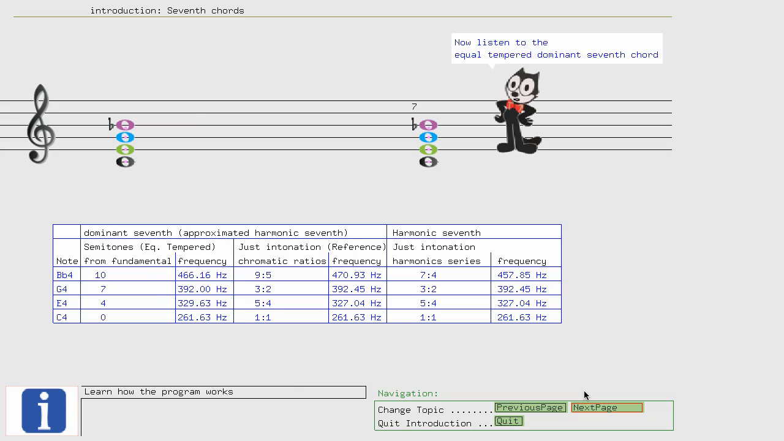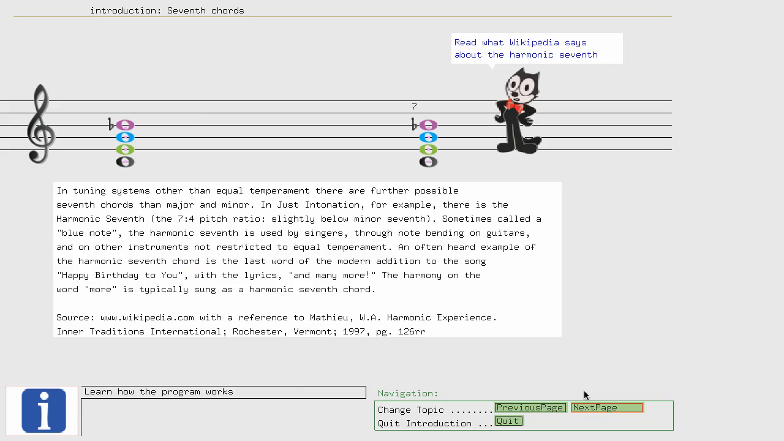Now, listen to the equal-tempered dominant 7th chord. And now to the harmonic 7th chord. And now one immediately after the other. This demonstration was just to show the importance and flexibility of chest intonation for singers. See what Wikipedia says about the harmonic 7th.